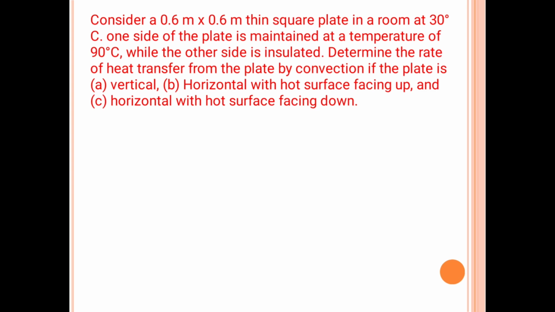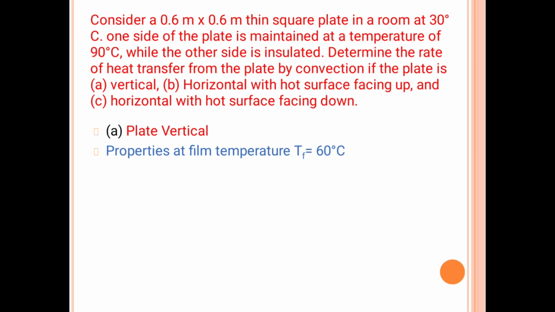It is a problem on convection. Consider a 0.6 meter by 0.6 meter thin square plate in a room at 30 degrees Celsius. One side of the plate is maintained at a temperature of 90 degrees Celsius, while the other side is insulated. Determine the rate of heat transfer from the plate by convection if the plate is vertical, horizontal with hot surface facing up, and horizontal with hot surface facing down.